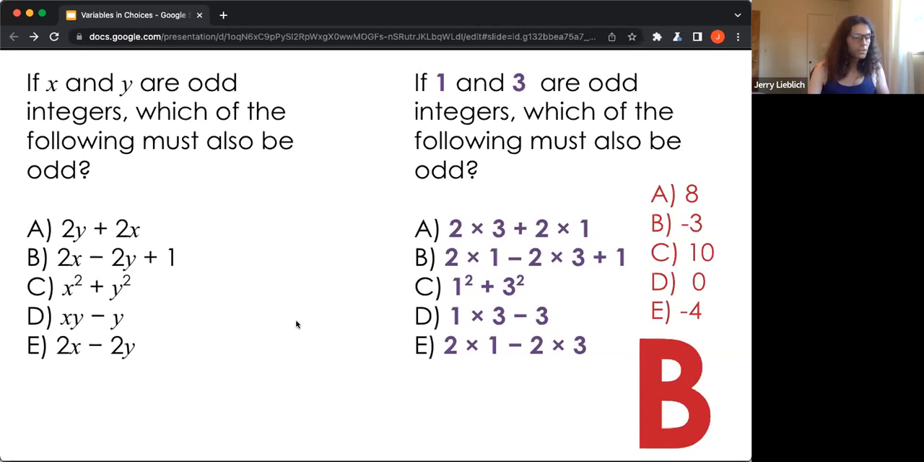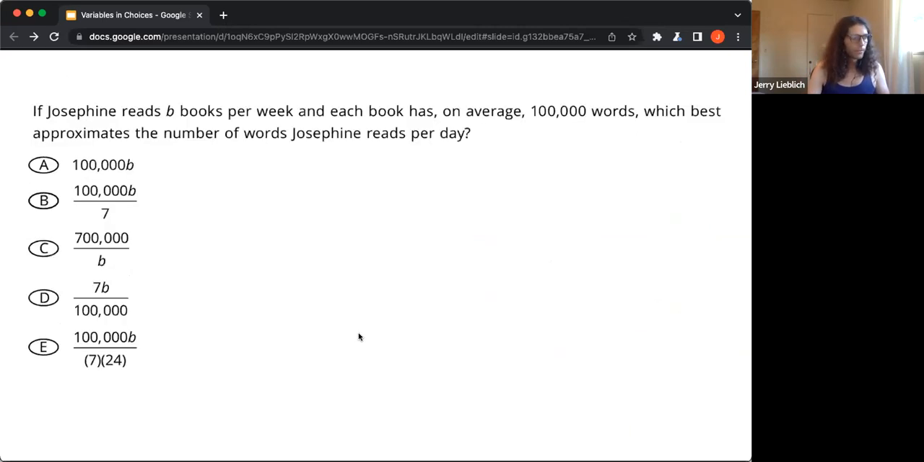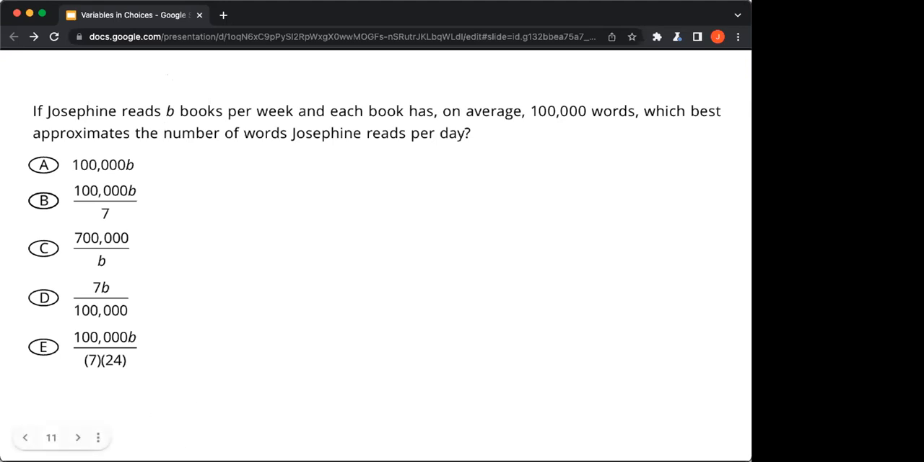Okay, so let's try another problem here. This is one where, again, if just reading it and not using this method, this feels pretty intimidating to me. I'll give you a second to actually try it, but remember to plug in a number and then check. Please send me your answer when you have it.